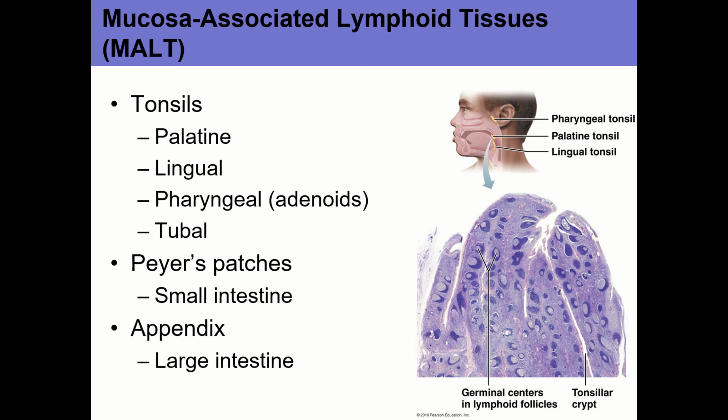So sometimes kids have those removed if they have repeated ear infections. Sometimes they'll get their adenoids taken out. And then where the tubes from the ears dump into the pharynx is another set of tonsils called the tubal tonsils. So what all the tonsils are then is just little aggregations, little collections of lymphoid tissue.